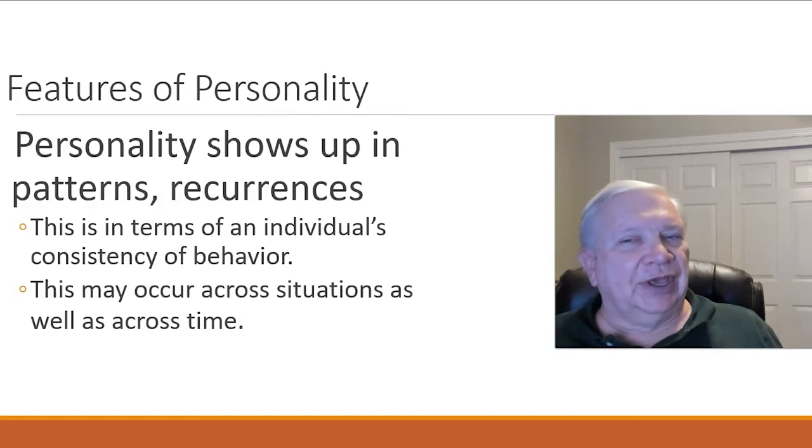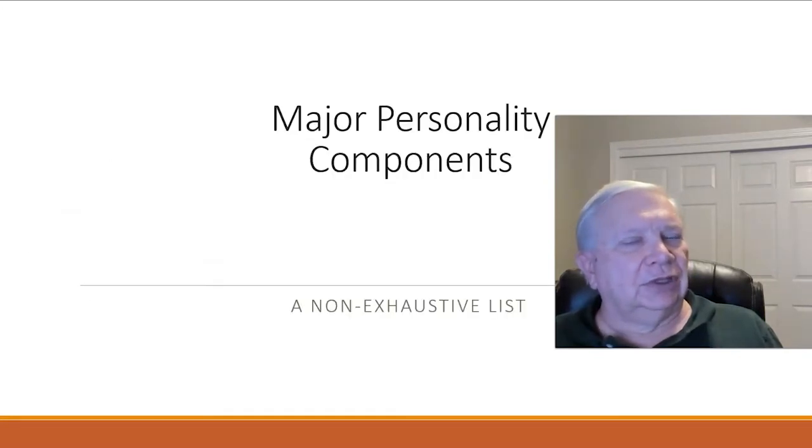Other people are not that consistent, but we know people do relatively the same things. We're not robots, we don't do the same things, so the relative is a major component here. Let's look at some major components of personality. This isn't a complete list.